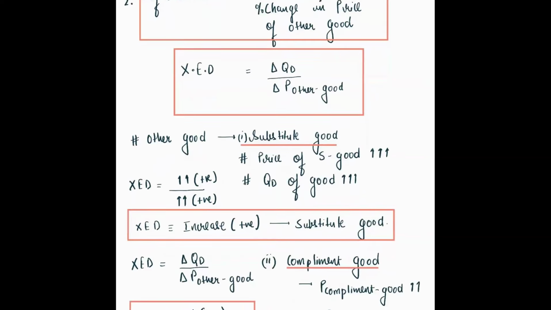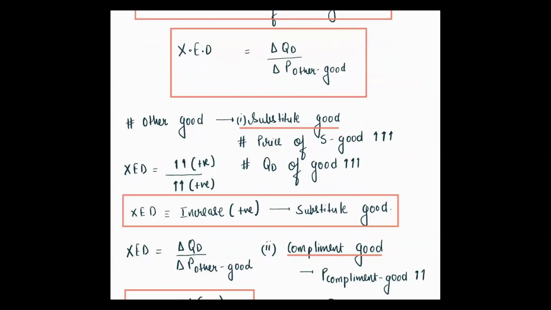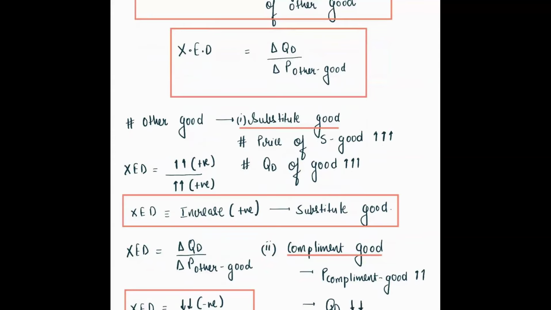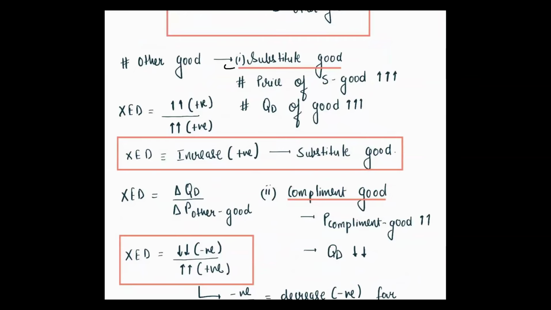So cross, therefore the formula is like XED, not PED, it is XED we call, and it is a percentage change, you know. And here it is not just delta P, it is delta P of other good. And in other good, what are the conditions? One is substitute good and one is complement good. So substitute good is what kind of goods? We used to remember Coke and Pepsi as examples, you should keep in your mind, right?